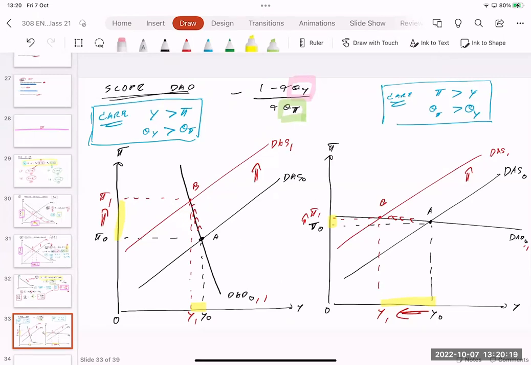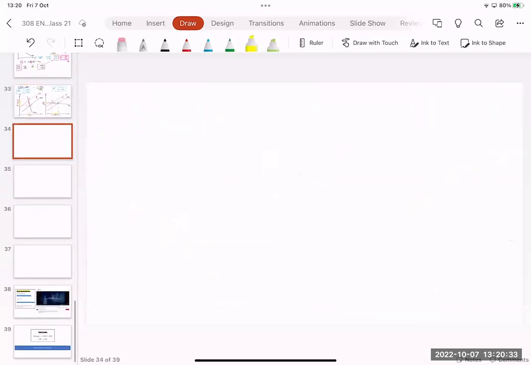Okay, so the central bank is going to care about one problem more than the other problem, and that is going to be reflected in the slope of the DAD curve. So far so good? Okay, next one. We're done with the first topic of today, and next we're going to talk about the other topics.